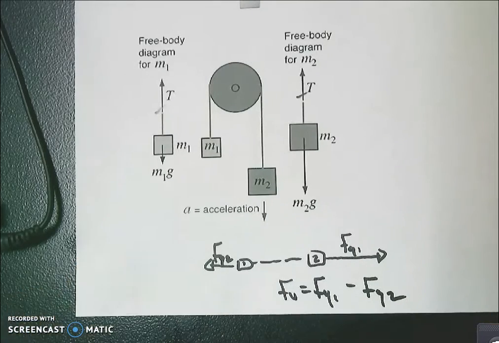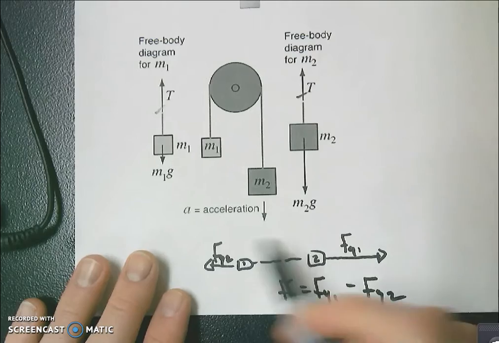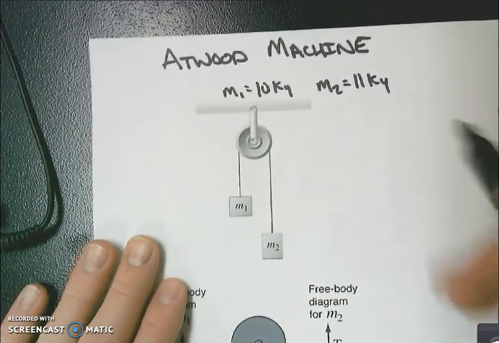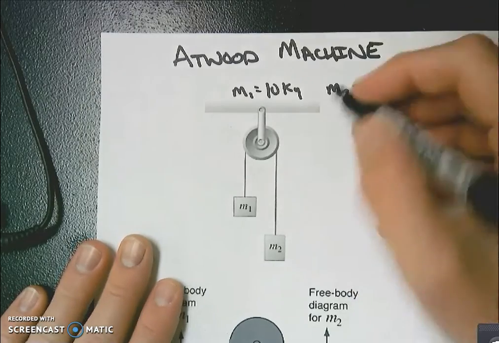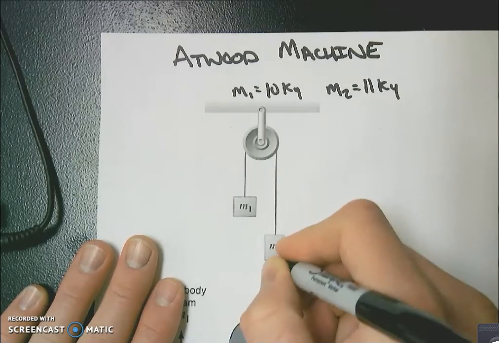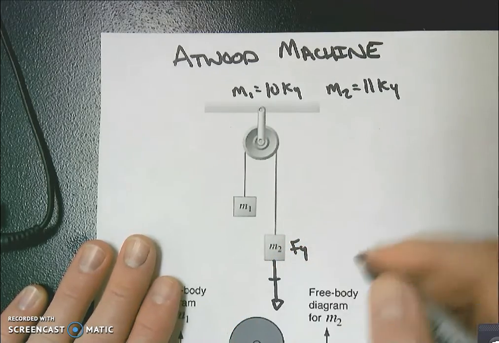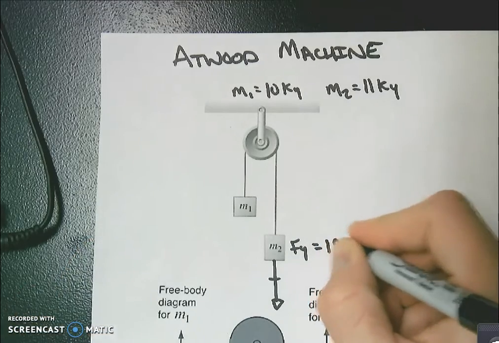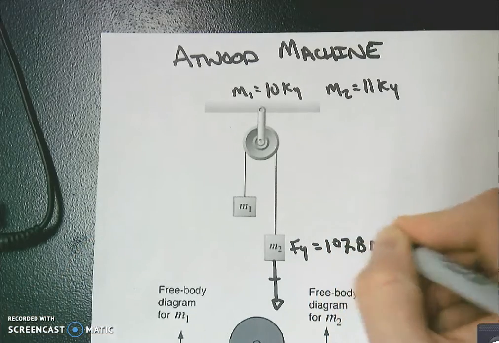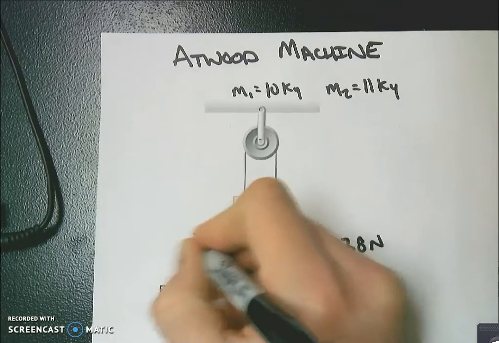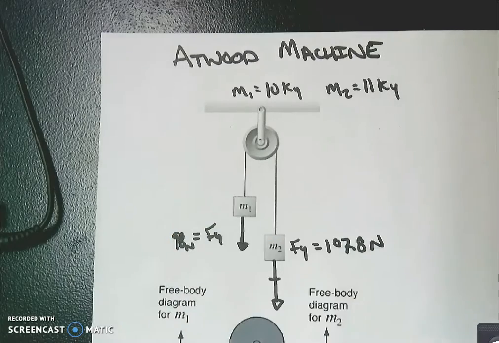If we apply that to Fu equals ma, we would have to actually consider the whole mass of the system. We'll show you what I mean up top here. So if we do this with the numbers we're given, mass 2 is 11 kilograms, mass 1 is 10 kilograms, that means the force of gravity of mass 2 is going to be equal to 107.8 newtons, and that means mass 1, force of gravity, is going to be 98 newtons.